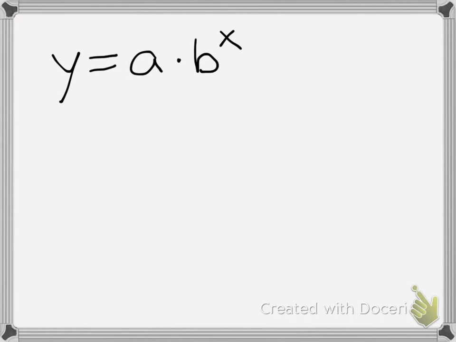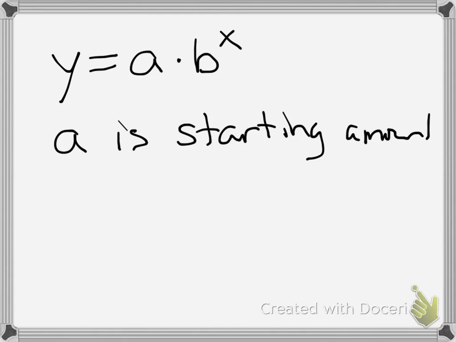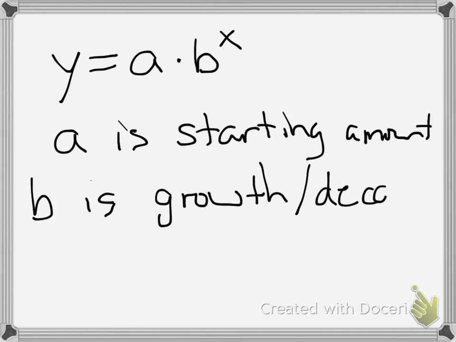So every exponential function takes the form y equals a times b raised to some power. You might see that variable x actually be a t because it usually represents a time unit, but either way your variable is up in your exponent. A is your starting amount and b is the growth or decay factor. It will be growth if the b value is greater than 1, and it'll be decay if it's somewhere between 0 and 1.